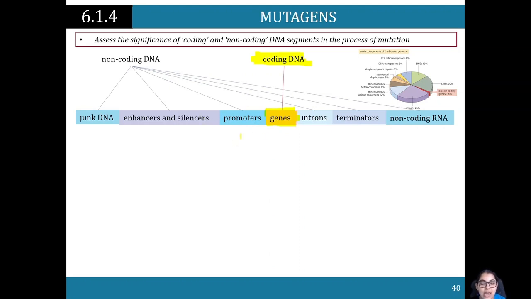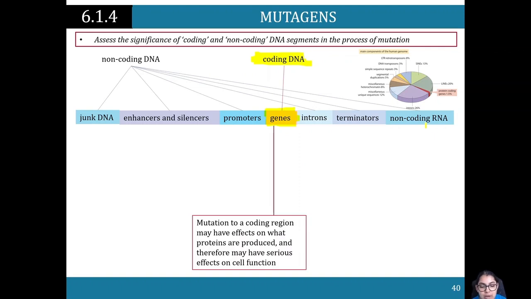That name might stand out because remember we talked about how in DNA replication and in transcription and translation we have promoter sequences that actually tell us when or where to actually start these processes. We have introns, terminator sequences, and non-coding RNA as well. So here is the purpose of each.